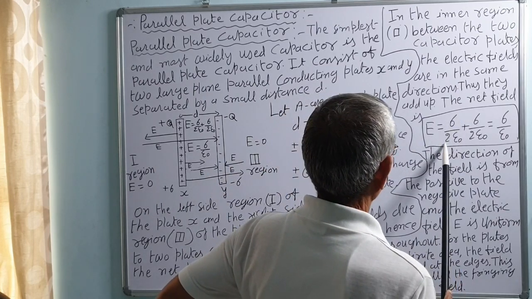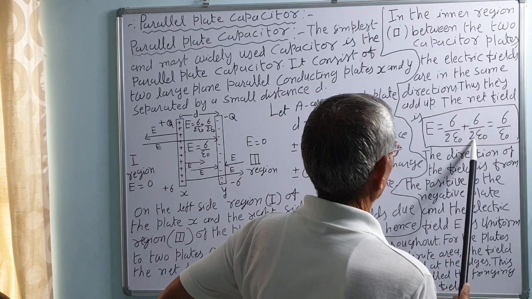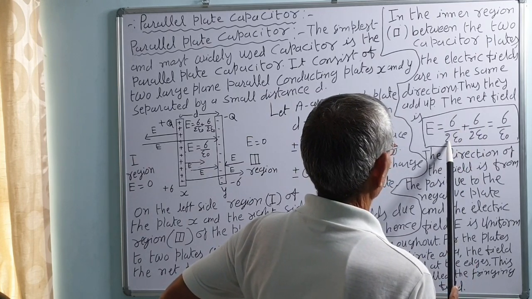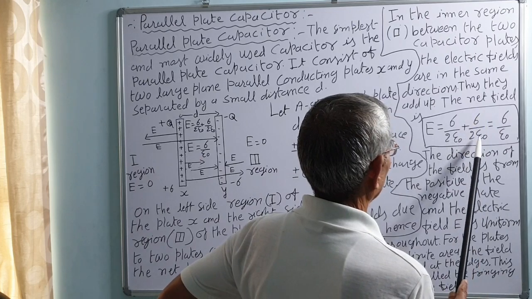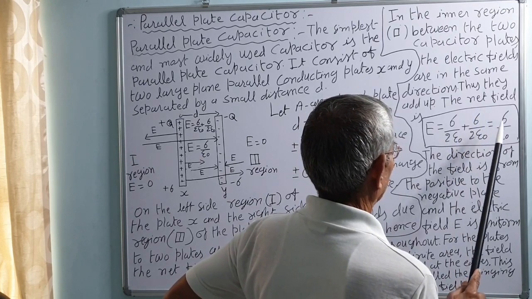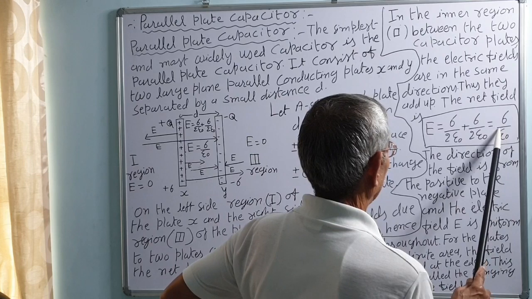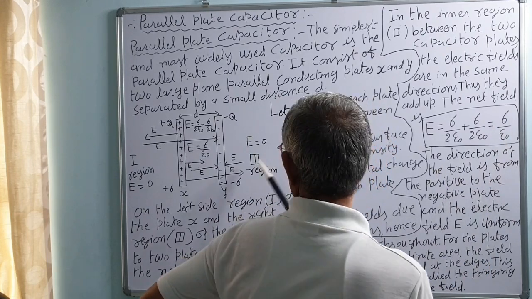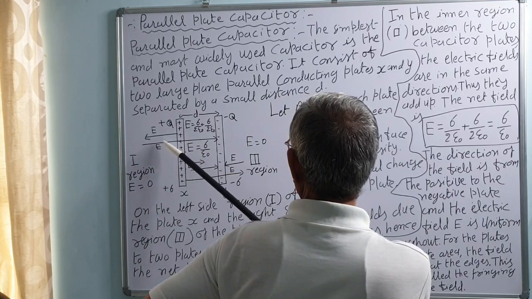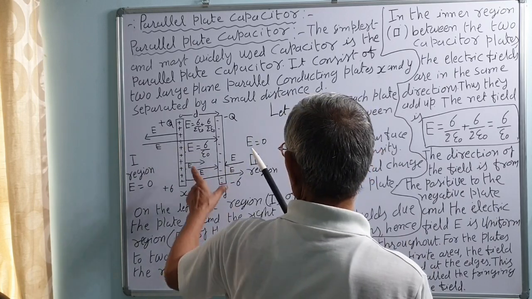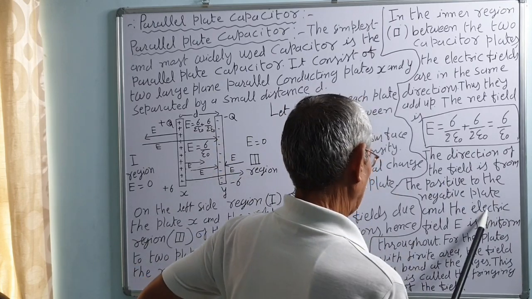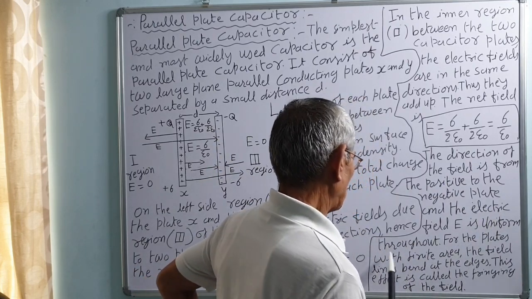The net field in between the two plates, that is region 2, is sigma upon 2 epsilon 0 plus sigma upon 2 epsilon 0. This is the electric field due to one plate, and this is the electric field due to the other plate, X and Y, so the net is sigma upon epsilon 0. The direction of the field is from the positive plate to the negative, that is from left to right. Between the plates the electric field will be as shown in the direction, and it is uniform throughout.